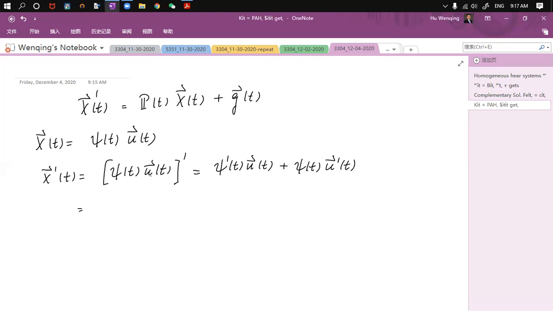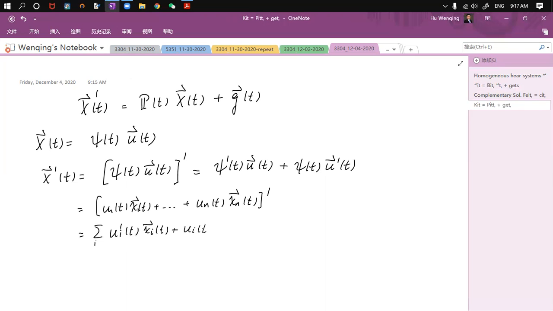Well, you can see that this one is nothing but u1 of t multiplied by the solution x1 of t plus ... plus un of t multiplied by the fundamental solution xn of t. If you take a derivative of that, then each term is going to be represented as u1 prime of t, right? So let's say a summation in i, ui prime of t xi of t plus ui of t multiplied by xi prime of t. You sum this whole object, and I leave to you as an exercise to double check that this is nothing but what we have here.